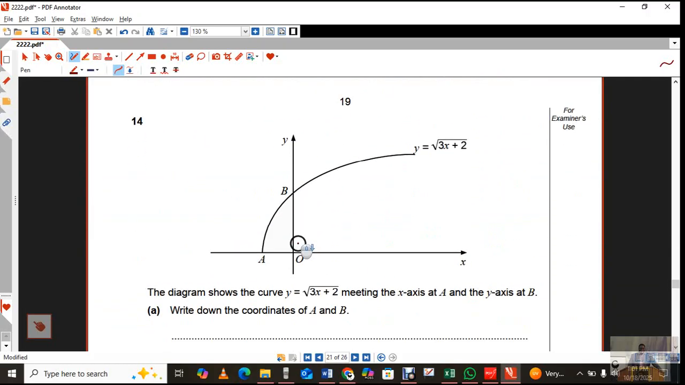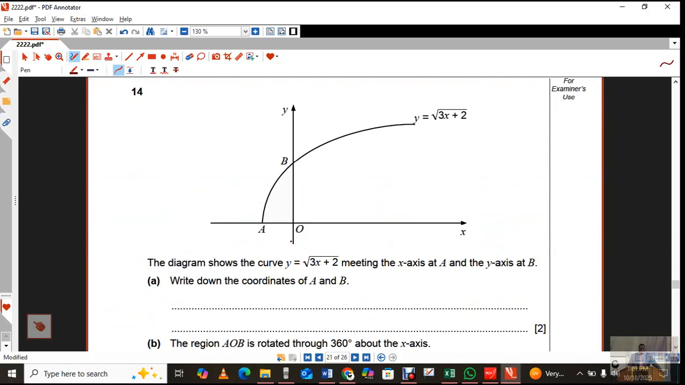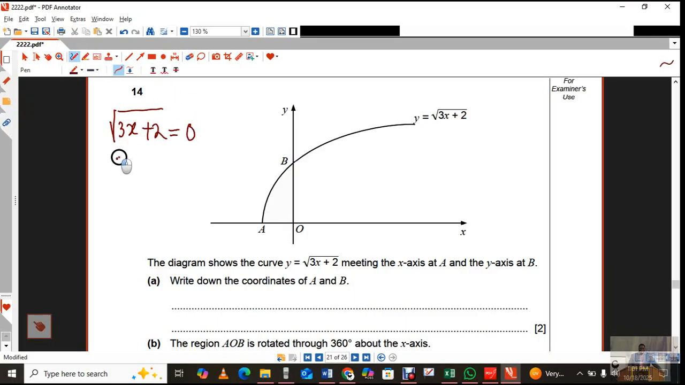Good. So that brings me to question 14. The diagram shows the curve y equals the square root of 3x plus 2, positive part, meeting the x-axis at A and the y-axis at B. Write down the coordinates. Right. So if you make the value of y equal to 0, so if I take the square root of 3x plus 2 and make that 0, squaring both sides, this is just going to be 3x plus 2 is equal to 0. At the end of the day, x will be negative 2 over 3. Okay, so that negative 2 over 3 is going to be the place of A. So my A coordinate is negative 2 over 3 comma 0.